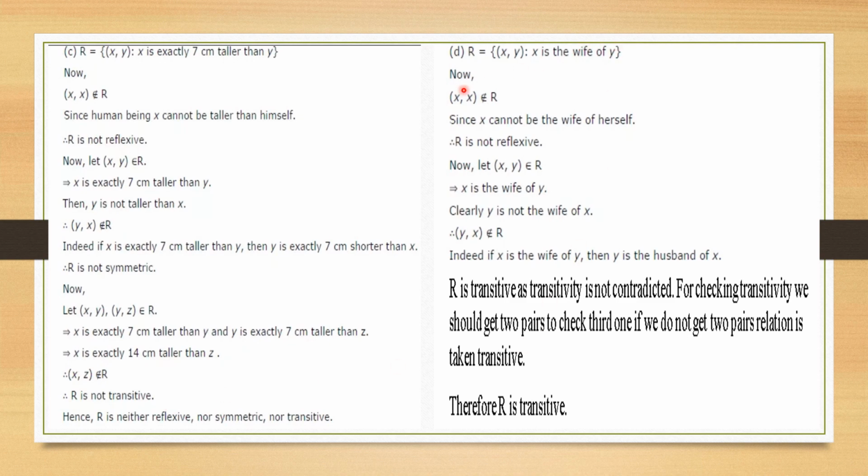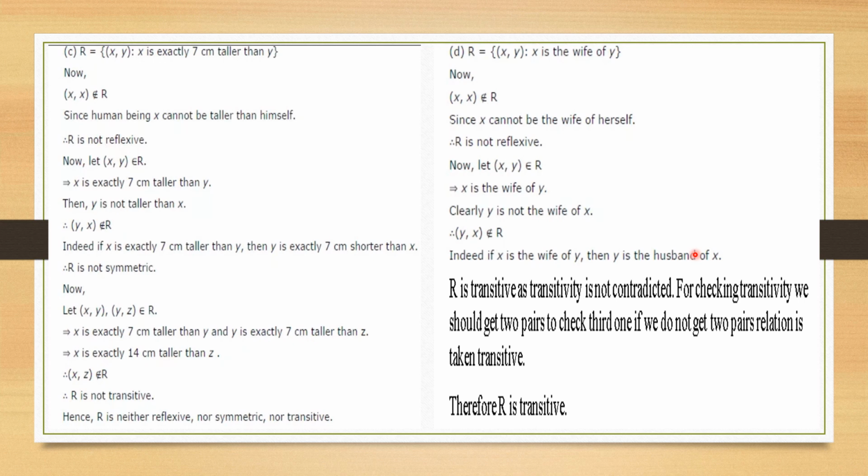For the D part, xy means x is the wife of y. Now, as nobody can be the wife of itself, xx does not belong to R as x cannot be the wife of herself. So therefore it is not reflexive. For the symmetric relation, let xy belong to R. x is the wife of y. Now you know that y cannot be the wife of x as y is the husband. So the same relation is not possible. So yx does not belong to R. That means as x is the wife of y, y should be the husband, not the wife. So the relation is not symmetric.